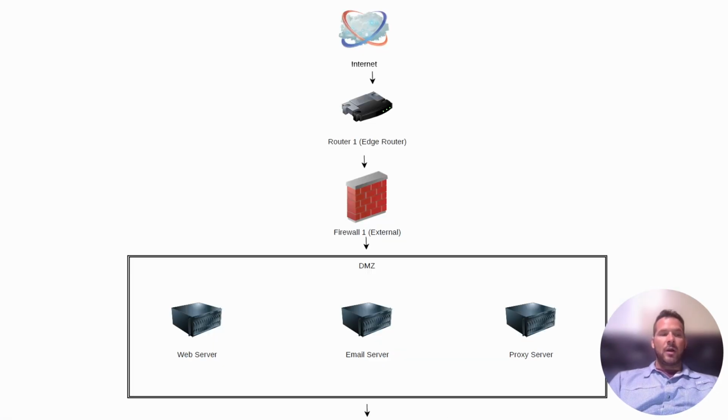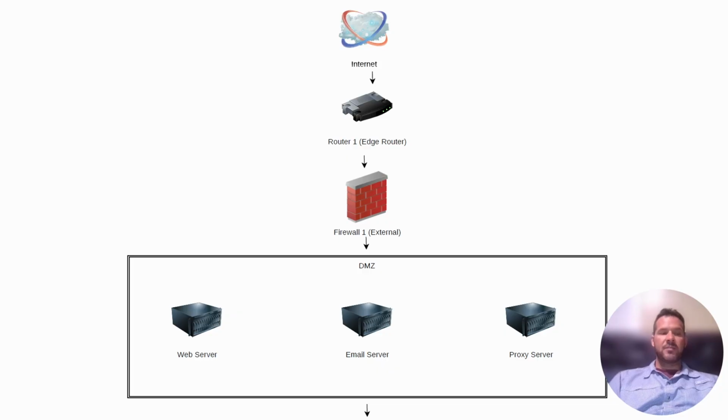Starting at the top, the network connects to the internet through an edge device labeled Router 1. This router is responsible for directing inbound and outbound traffic and serves as the first point of entry into the network. Immediately after the edge router is Firewall 1, or the external firewall. This firewall enforces perimeter security by filtering incoming traffic based on predefined rules, blocking unauthorized access attempts, and allowing only necessary devices or services. Next is the DMZ, the demilitarized zone.